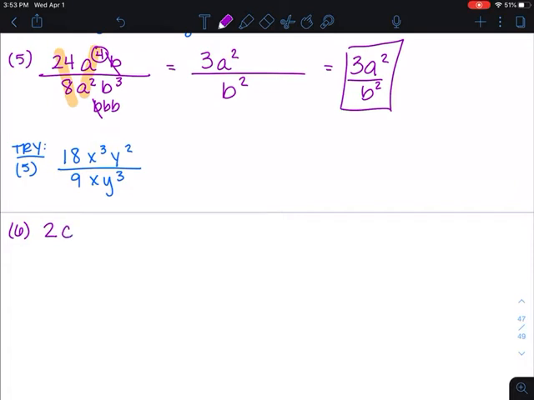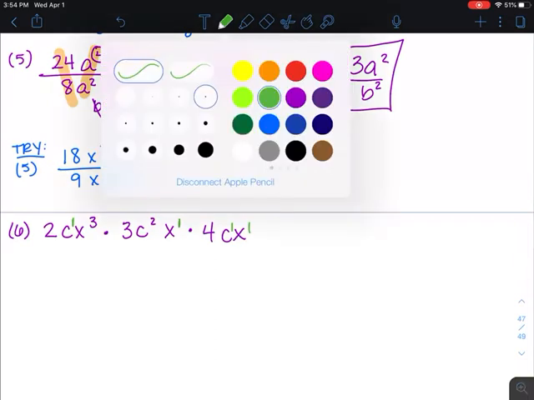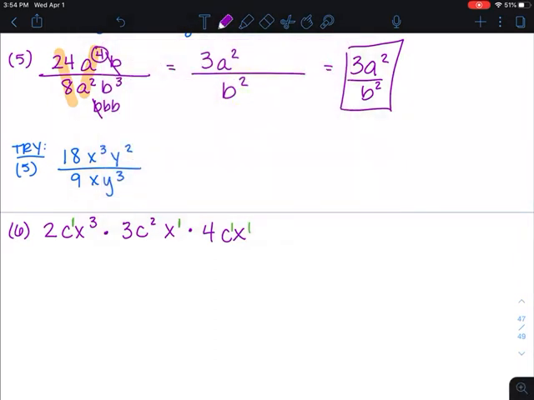Alright, for number 6, we have 2c x cubed times 3c squared x times 4, I guess, cx. So don't forget you have an imaginary exponent of 1 on those as well. So it does not have an exponent, at least it's not visible. It does have one, it's just a 1.